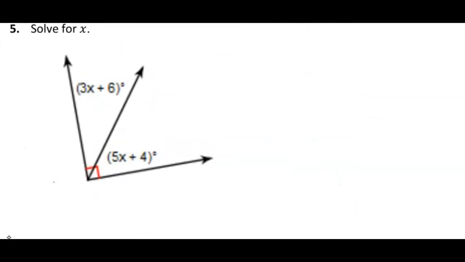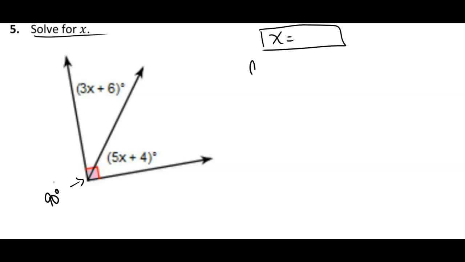Okay, let's look at number 5. Number 5, it's asking us to solve for x. So I'm going to put x equals, and notice how we have a little square right here. That little square represents 90 degrees. And we have two angles. So remember, two angles that add up to 90 degrees are complementary angles.